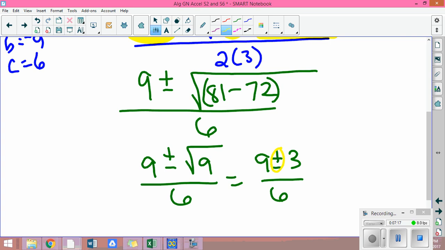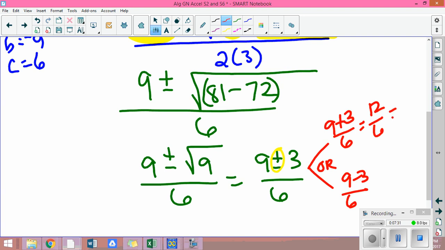Now the plus or minus is where I'm going to get my two answers. So now I have to figure that out. I have 9 plus 3 divided by 6, or I have 9 minus 3 divided by 6. 12 over 6 is 2. 6 over 6 is 1. If these come out nice and neat like that, that means that this could have been factored. When you get fractions, they don't factor as nicely, or if you end up with something that doesn't work, i.e. you get a negative under the radical, so it doesn't factor, there's no solution. You can see why this is a more useful formula.